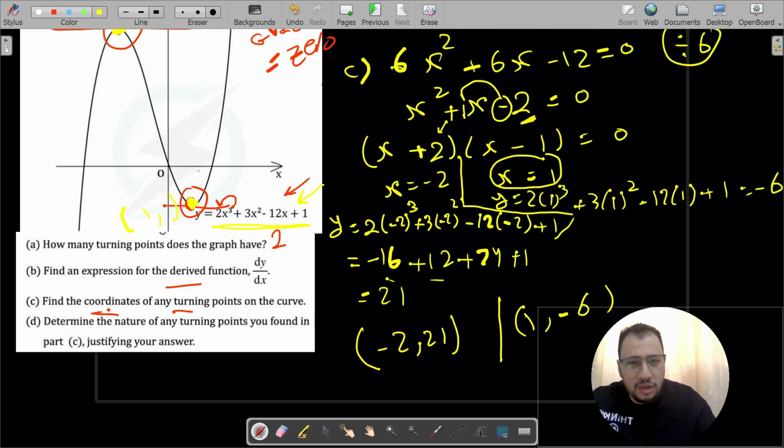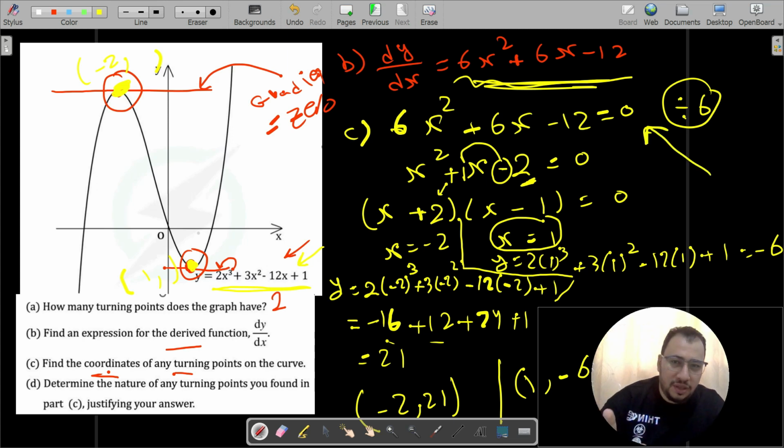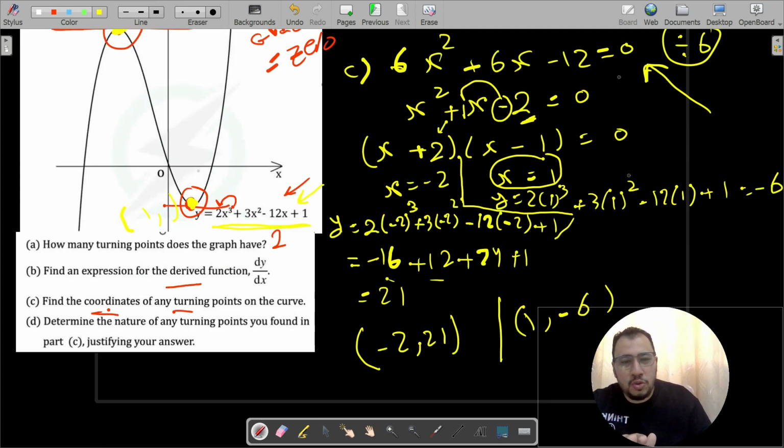So again, what have we done? We got the derivative. The derivative is equal to the gradient, and since we are getting turning points, or stationary points, you have to make your derivative equal 0 and solve it to find the value of x. These are the 2 points.